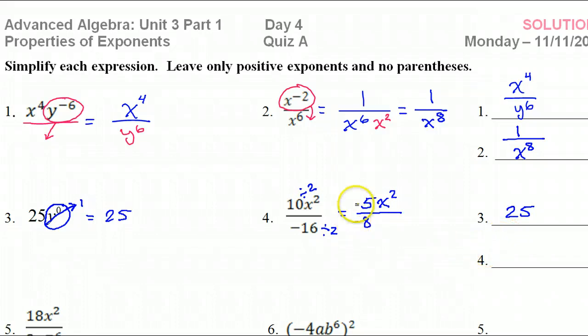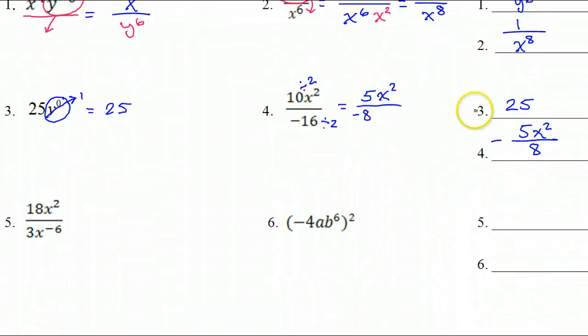It really doesn't matter where I put this minus sign. Just to make a point, I'm going to put it in the middle now. So negative 5x squared over 8. You could put that negative on the bottom, the top, or in the middle. It's all the same.